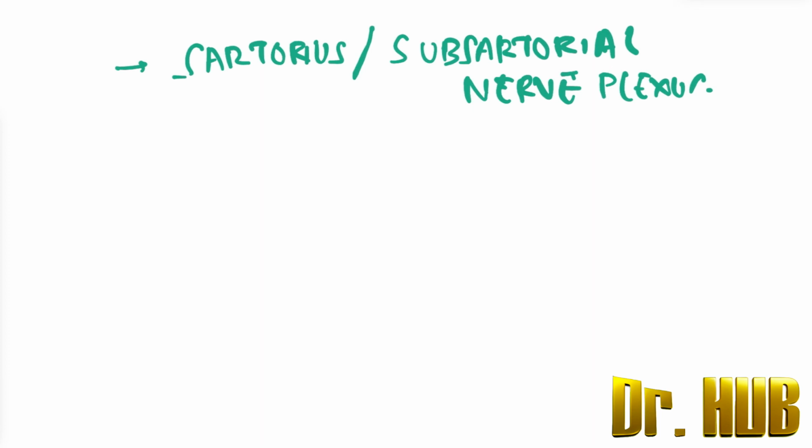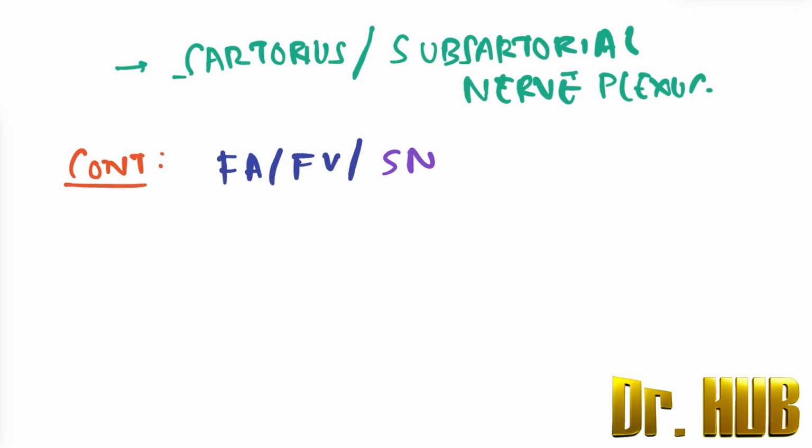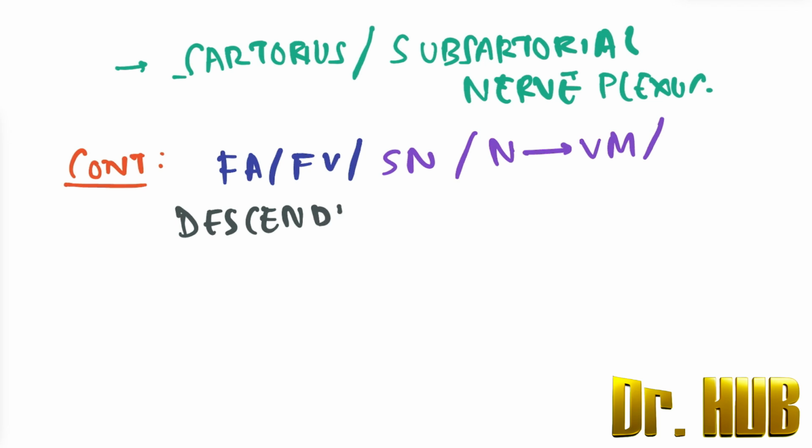Now let's look at the contents. The contents of the adductor canal, this is important. As we know, it's the femoral artery, femoral vein, then there is the saphenous nerve, then there is the nerve to the vastus medialis, then there is also the descending genicular artery.